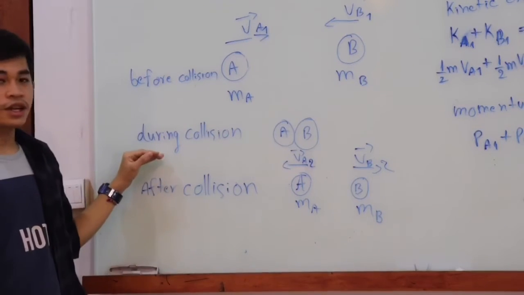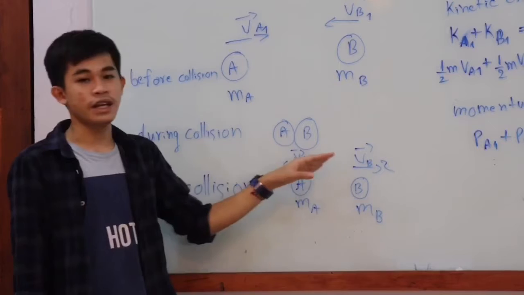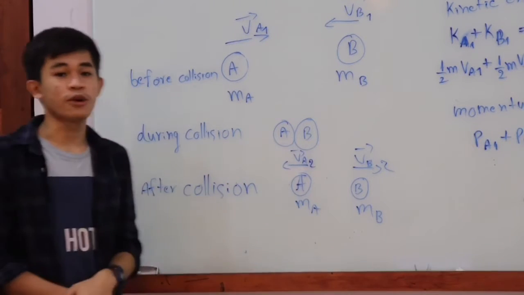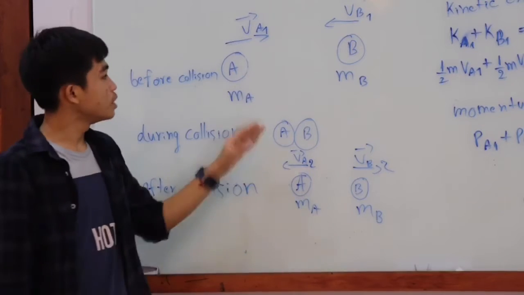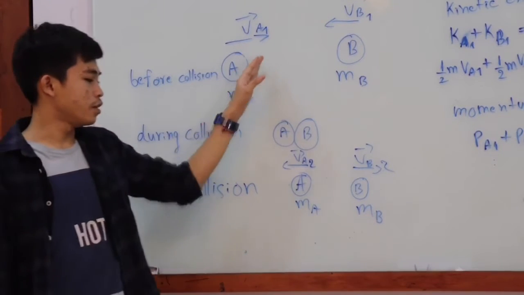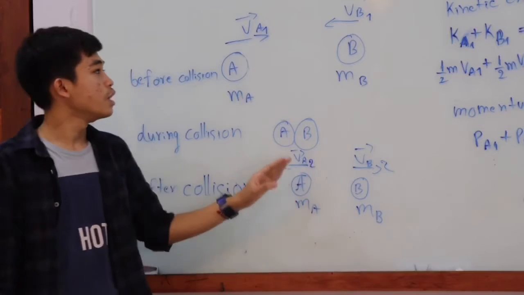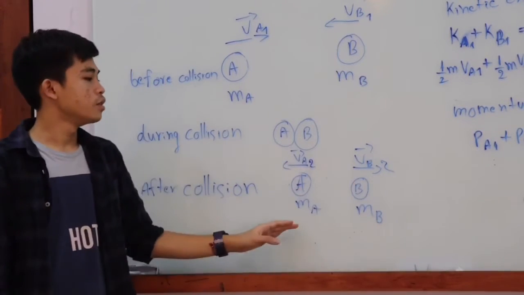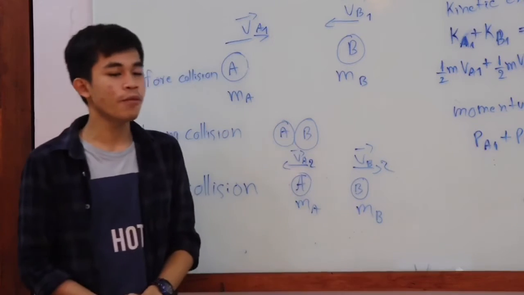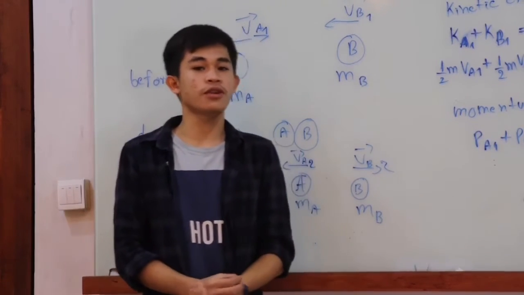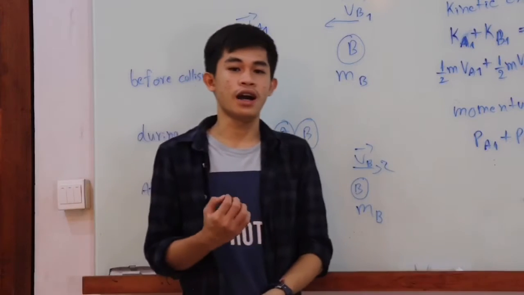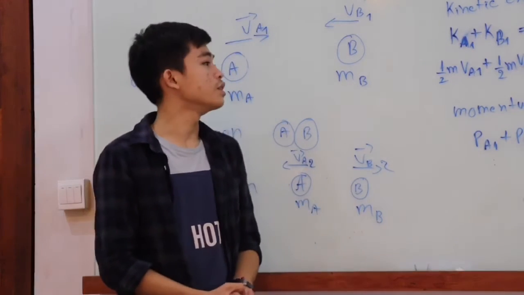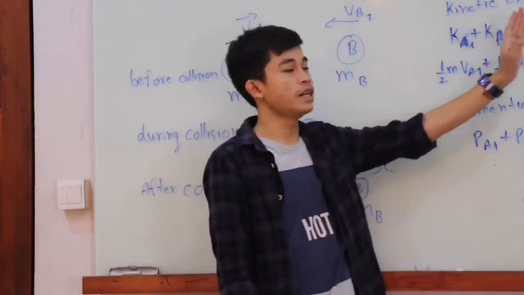As you can see here, during the collision they clash or collide. And after the collision, there is a noticeable change: VA1 right here transforms into VA2, and VB1 right here transforms into VB2. You must have wondered what is the special characteristic of this elastic collision. The special characteristic of this elastic collision is that the kinetic energy is conserved.